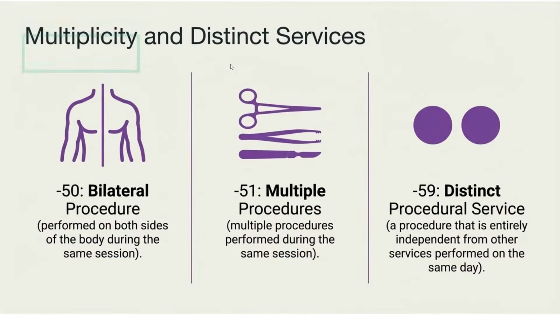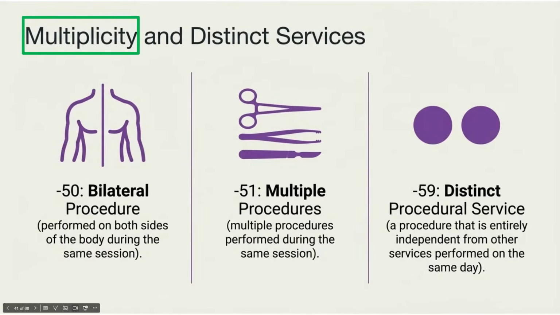Now, when it involves multiple procedures, you've got bilateral, modifier 50, 51, multiple procedures, and 59, distinct procedures. These all involve multiple procedures, so you have to have more than one procedure. Now, bilateral, you only use one code, but for the other two, you're going to need multiple codes.